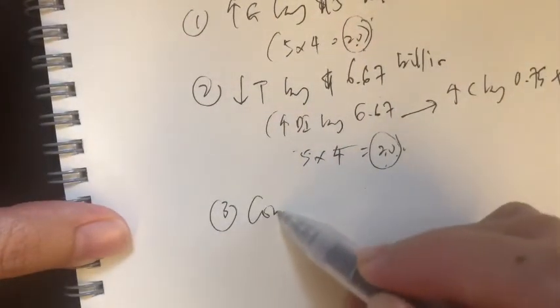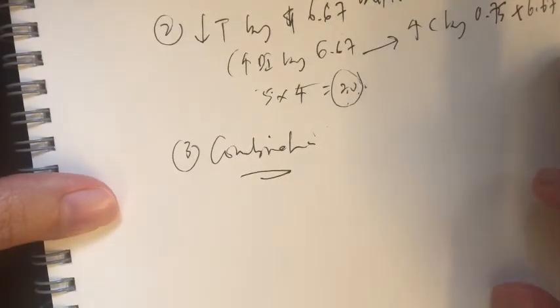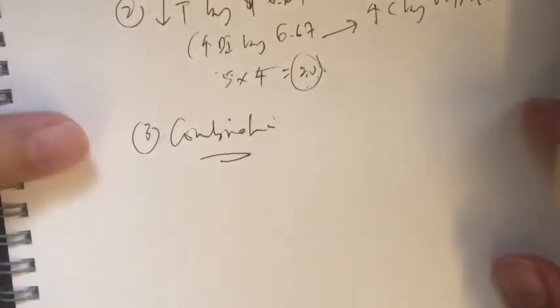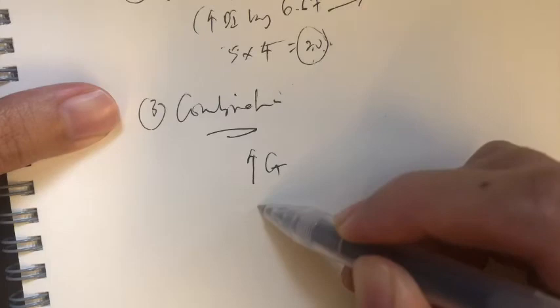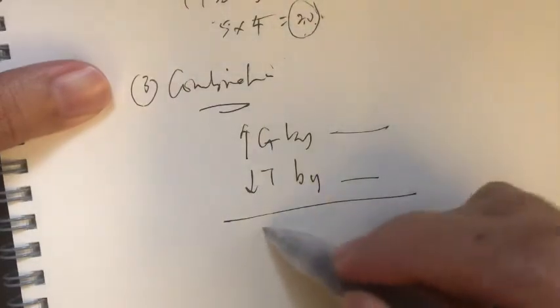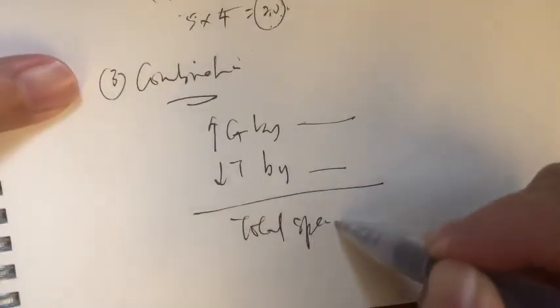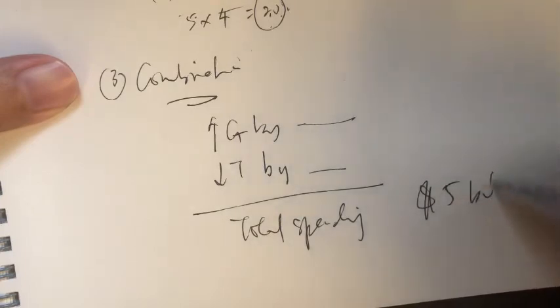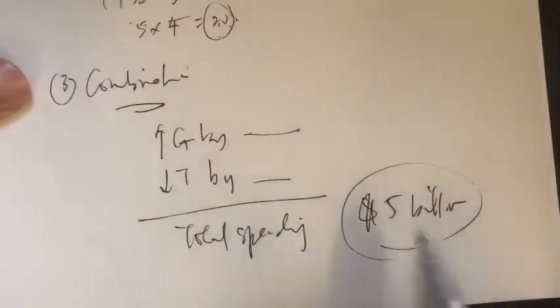Right. Now let's look at the third method or option, combination. How it works with combination here is it's entirely up to you how much the composition of G and T you want to choose. How much would the G be and how much would the T be? But what's more important is the total. Total spending should be 5 billion, because this would be the amount that has to change first. Then only this one multiplied with the multiplier will give you the lost GDP.